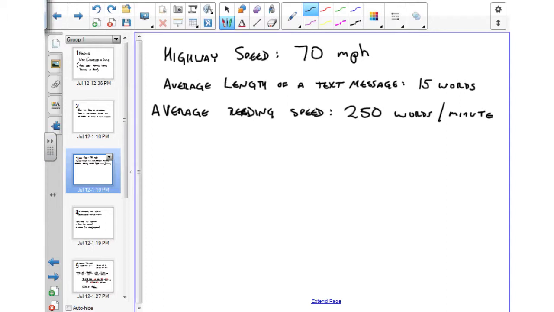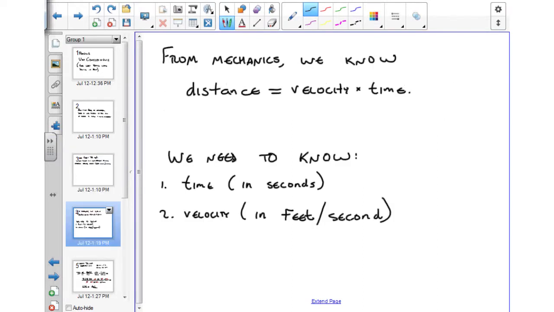We're going to assume that highway speed is going to be 70 miles an hour. The average length of a text message is 15 words, and the average reading speed of an adult is 250 words per minute. From mechanics, we know that distance is equal to velocity times time. So to find the distance that the car travels, we need to know the time in seconds and the velocity of the car in feet per second.